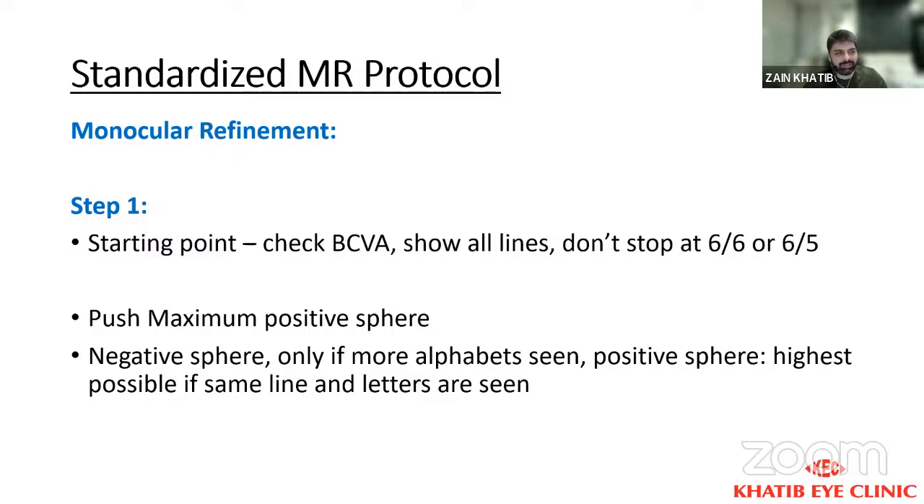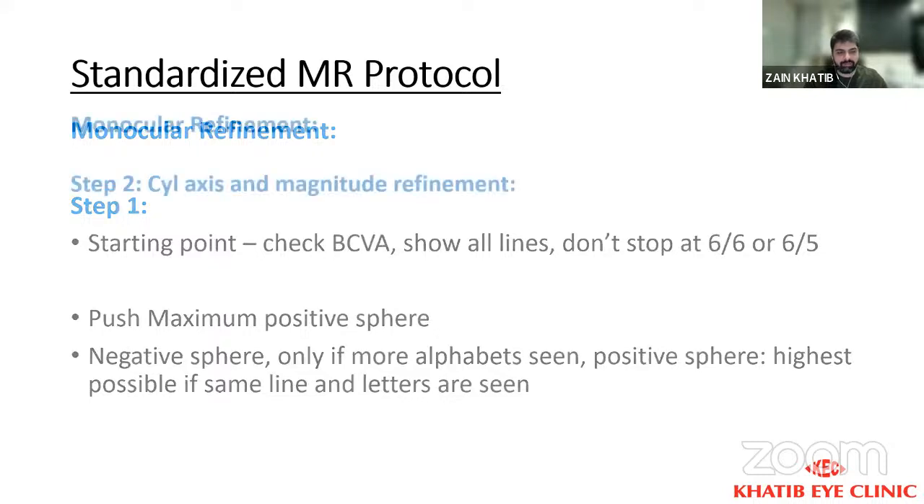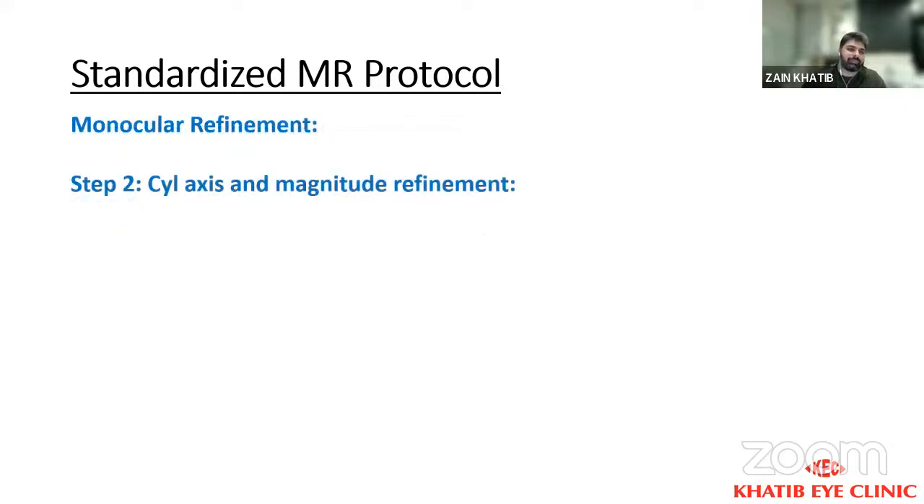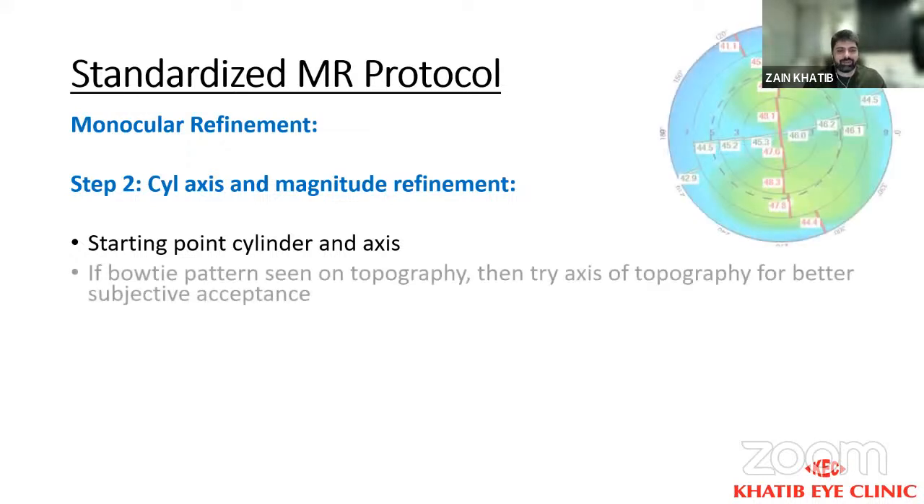Once you have pushed maximum positive sphere, again you see what the patient is reading. And then the next step is to do your monocular refinement with cylinder axis and magnitude. Once you've refined the sphere, you go to cylinder. The starting point of cylinder and axis, again, could be your optometrist's refraction, or whatever you've got on your objective refraction. And you ask what the patient is seeing with that.